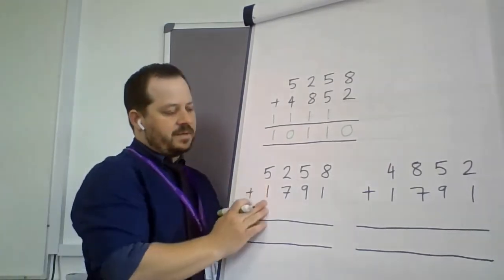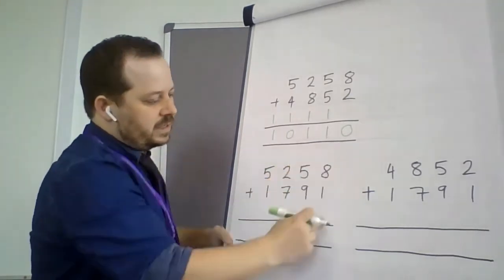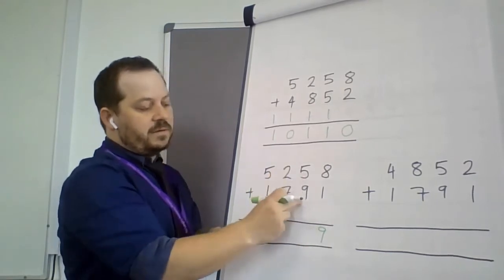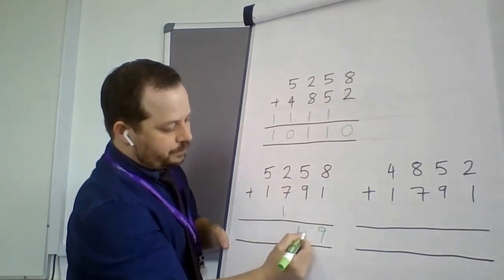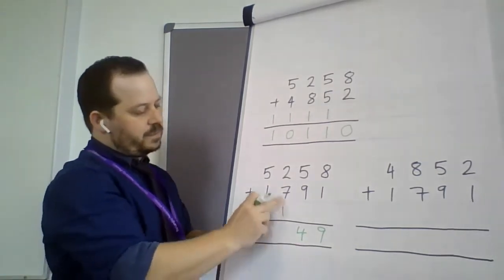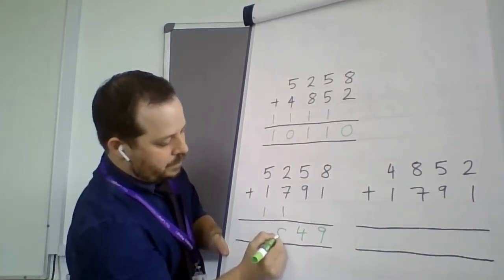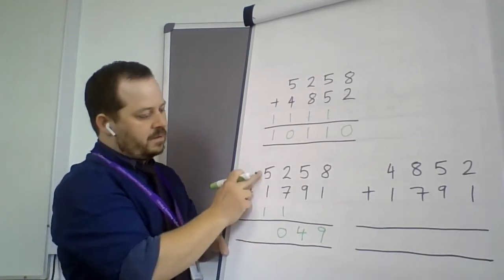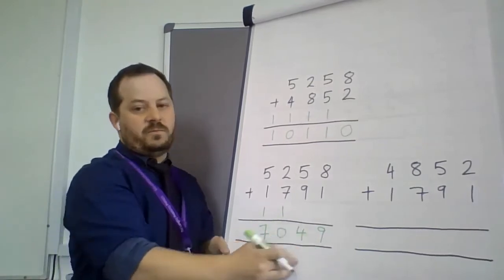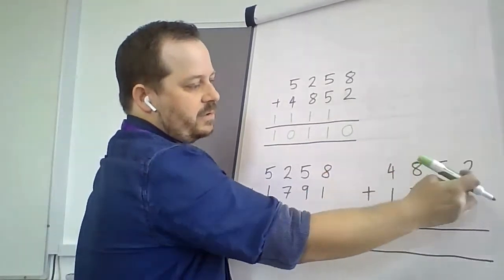Moving on, we've got 5,258 plus 1,791. So we start again in our lowest column. 8 and 1 is 9. 5 and 9 is 14. And you can see that 14 there, the 10 changes to the next column. 2 and 7 is 9 plus 1 is 10. There's my 10. 5 and 1 is 6 plus 1 is 7. So our answer is 7,049.